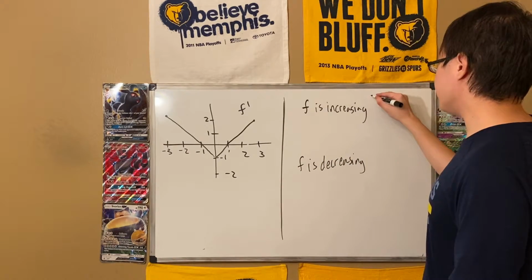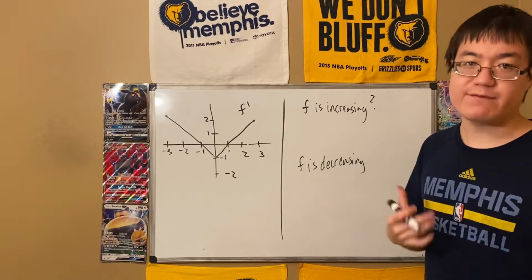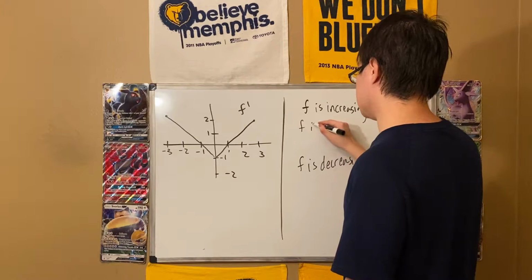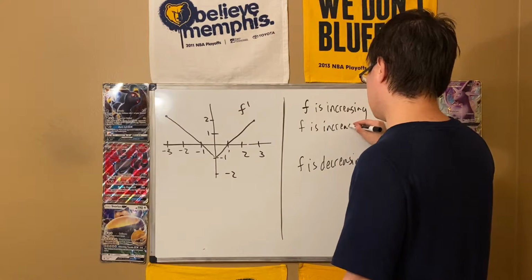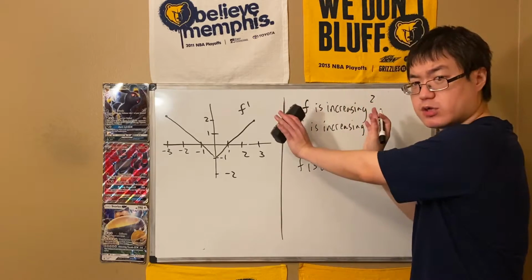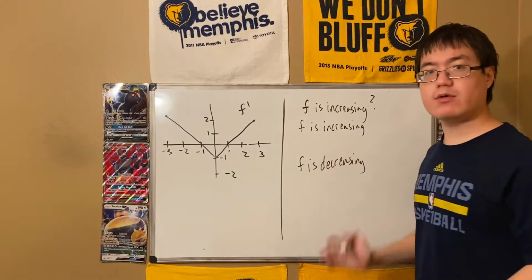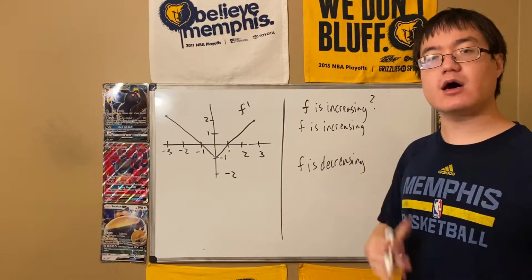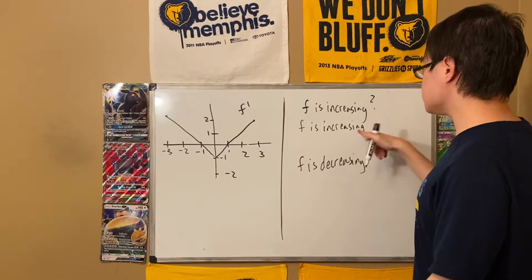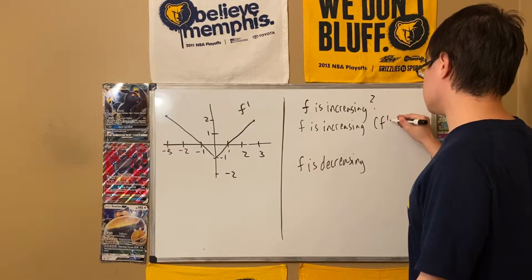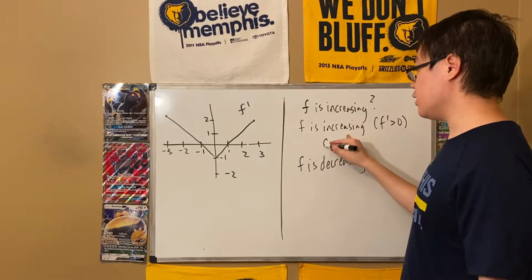So if they ask me where f is increasing, I repeat the words f is increasing. Then I don't look at the picture because I'm not ready for the picture. What I want to do is write the rule so that I can tell the world that I know the rule. So where's f increasing? That is where f prime is positive. And then it's going to be on an interval.